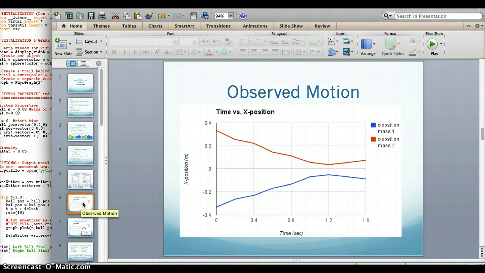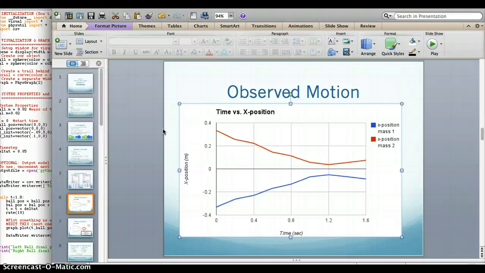If we set the observed motion of each ball together, we see that mass B, the red line, starts with a negative velocity and then after the collision turns into a positive velocity. This makes sense because it is headed in the negative direction at first and then after the collision turns into the positive direction. The reverse is true for mass A.